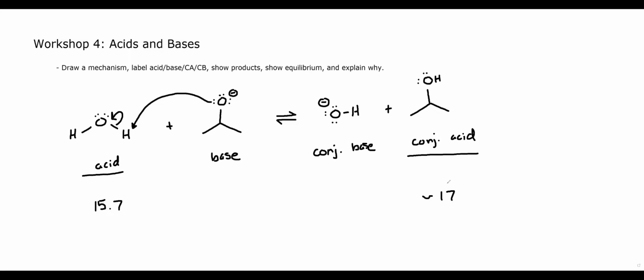Again, you don't have to memorize absolutely everything. You just have to know a couple relative pKa values. But if you are allowed to use pKa charts on your exam, obviously that will just help you. Either way, pKa on the right is higher. 17 is greater than 15.7. So the equilibrium is favored to the right, because remember, the equilibrium is favored to the side of higher pKa. The hydrogen is more happy at a higher pKa. So the equilibrium is favored to the right because we have a higher pKa.